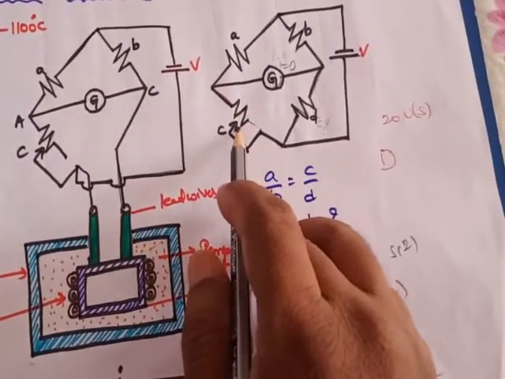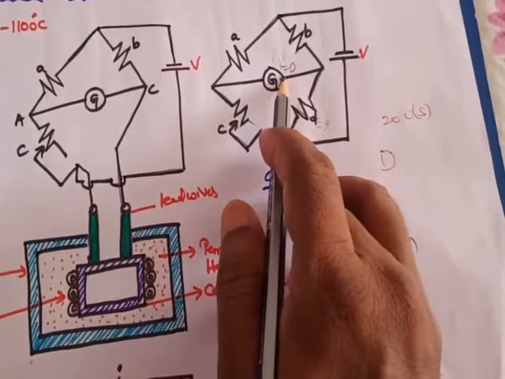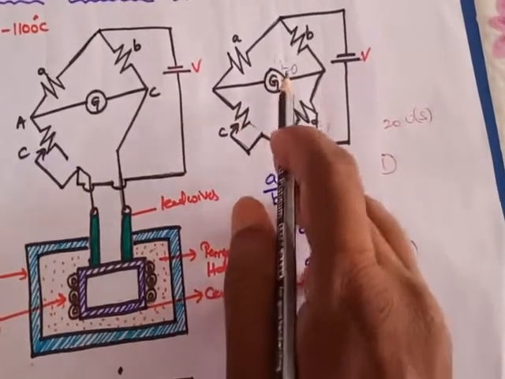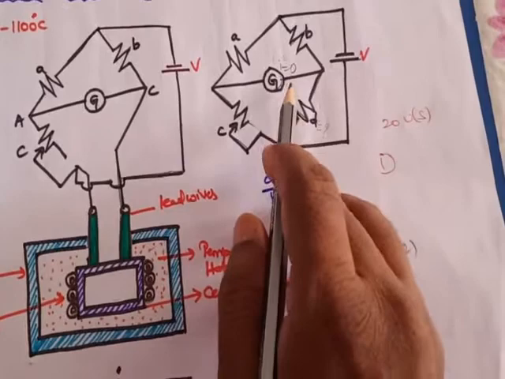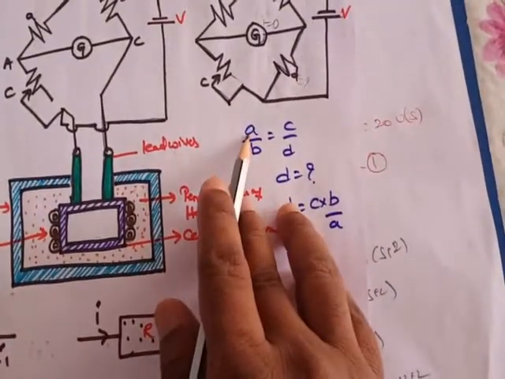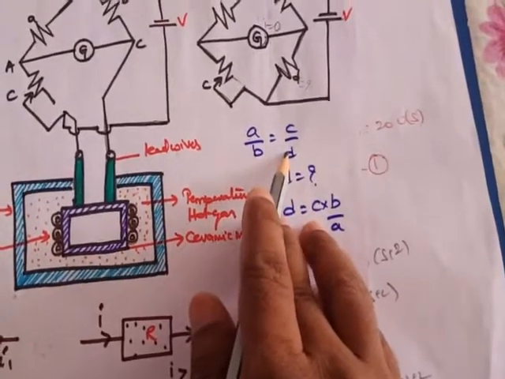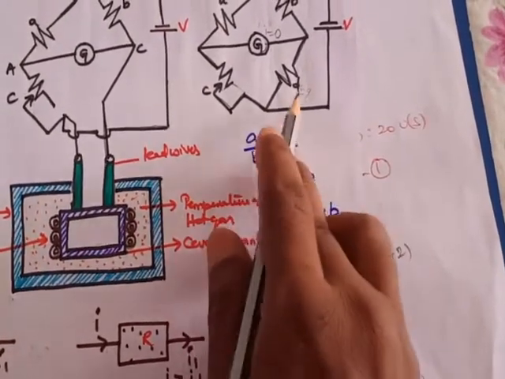So you have to adjust the value of C until it shows zero, a null deflection, in the galvanometer. Adjust it till the current shows zero deflection. At that condition, the bridge is said to be balanced. Already you know that under balanced condition, the standard form of representation is A by B equals C by D. Here we have taken D as the unknown resistance.